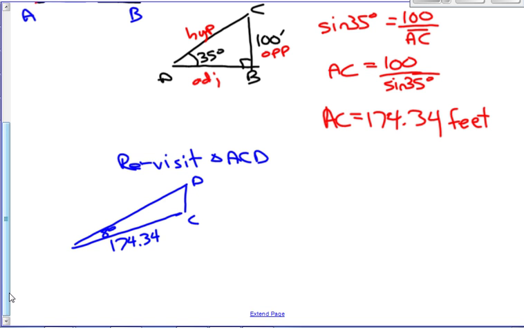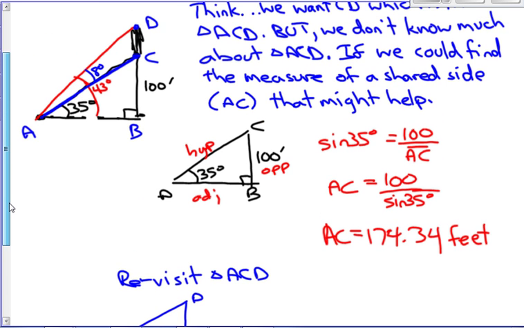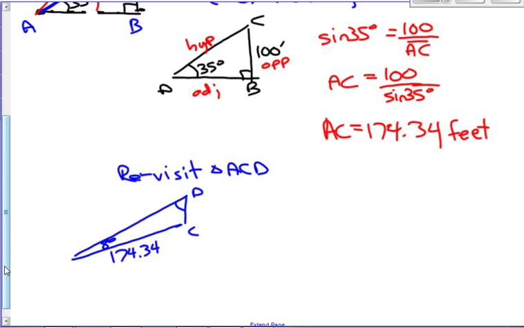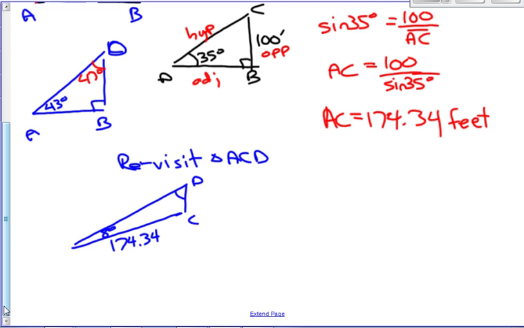We still don't really have enough information. If only we could find another angle. If we could find this angle up here, we'd be all set. We could use Sine Law. So that might lead us to take a look at the big triangle. ABD has a 43, a 90, and that means this missing angle up here is going to be 47 degrees. And that fits in right here in our triangle ACD.